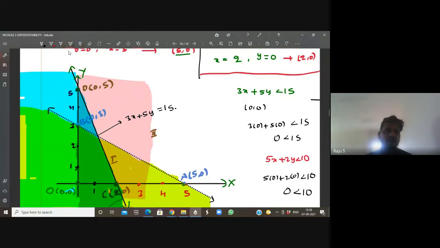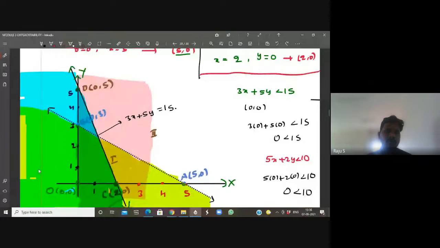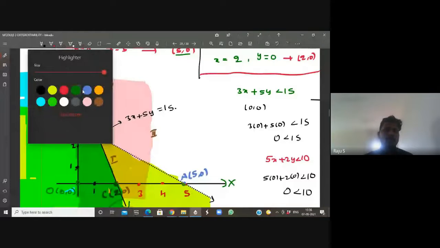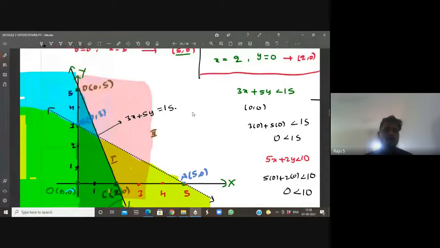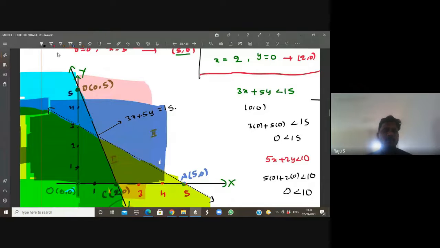Any light shaded region? Okay, you can shade the region above. Okay, students, then this is about y greater than or equal to 0. Then finally, what will you conclude here?